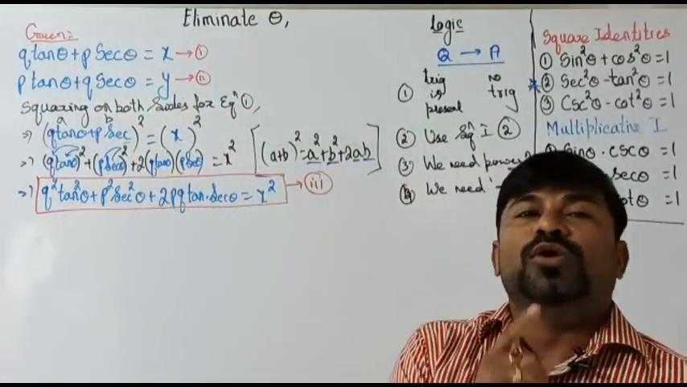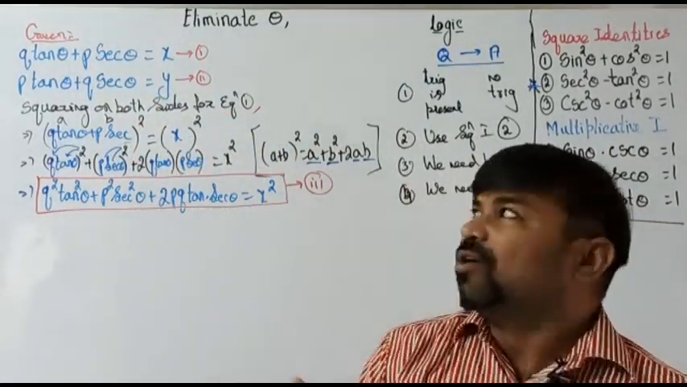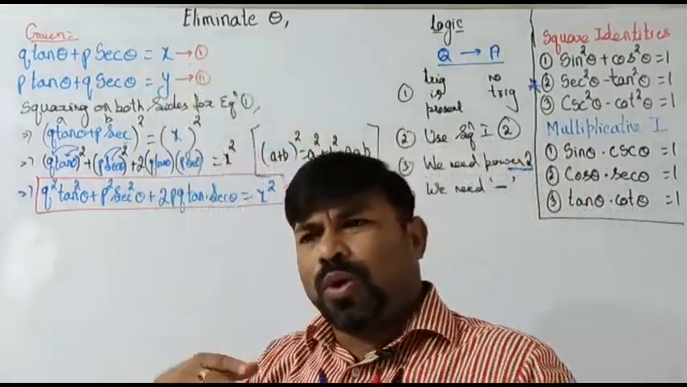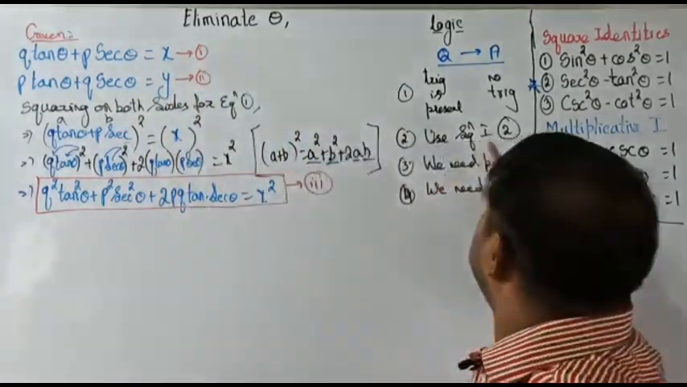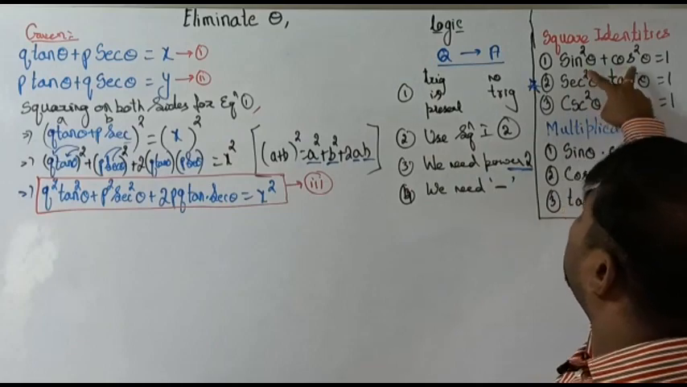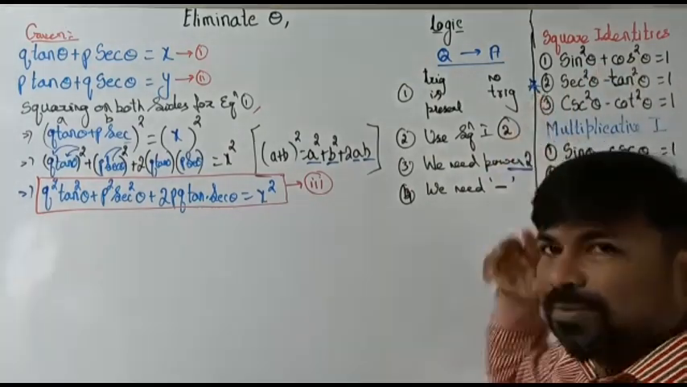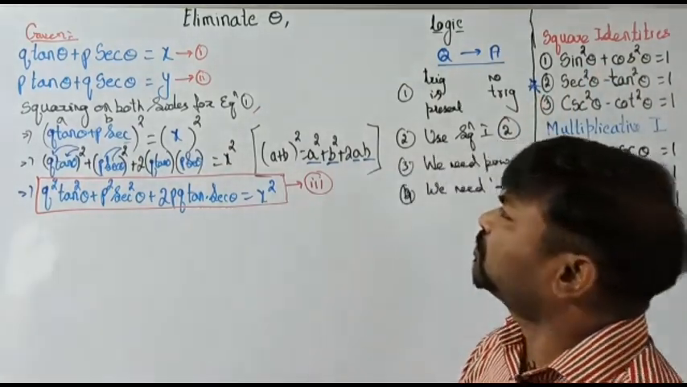Now what will we do? We have squared on both the sides for equation 1. Why did we? Just to be able to use, as we are having powers in the square identity. Why? Because we are supposed to use that.